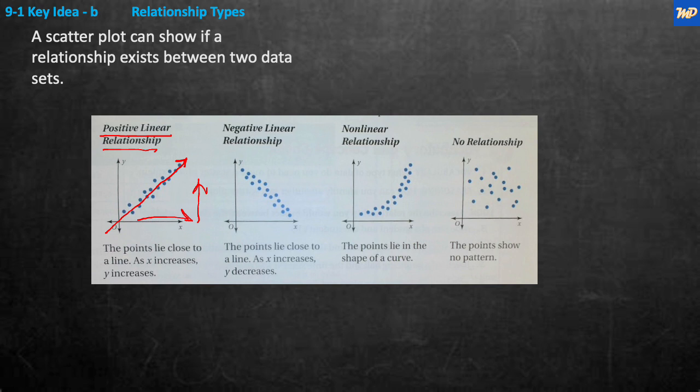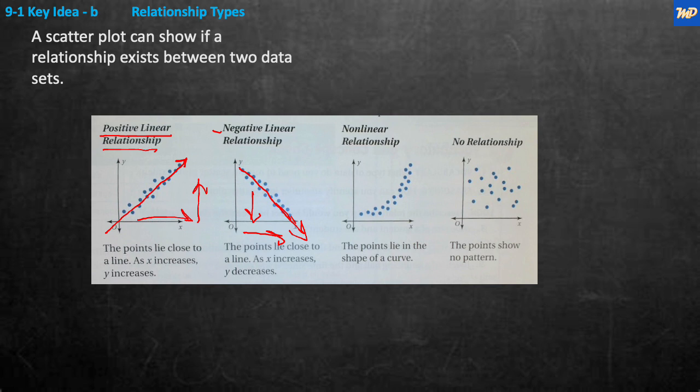The next one here, the line is going down from left to right. We call that a negative linear relationship. And again, it's linear because it all seems to fit on a straight line. The points all lie close to that line, generally, and as X increases, Y decreases. So as X increases, Y decreases. So it's therefore a negative linear.